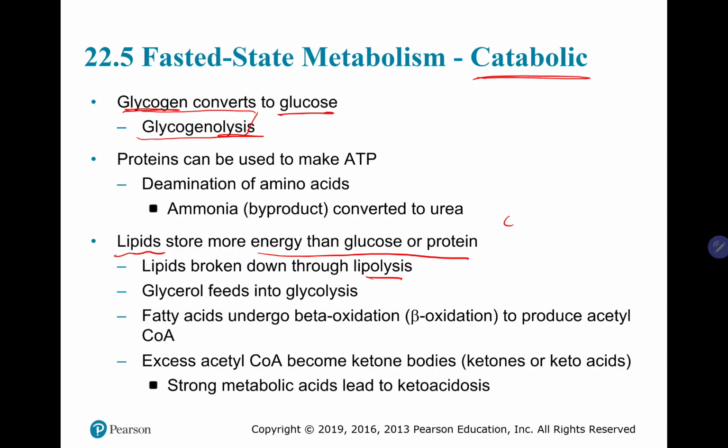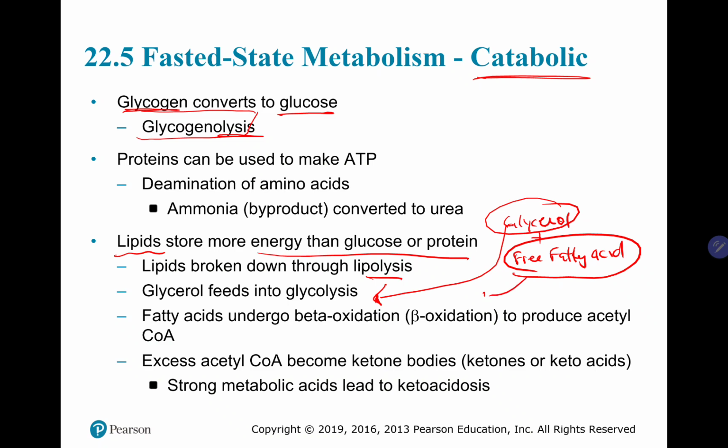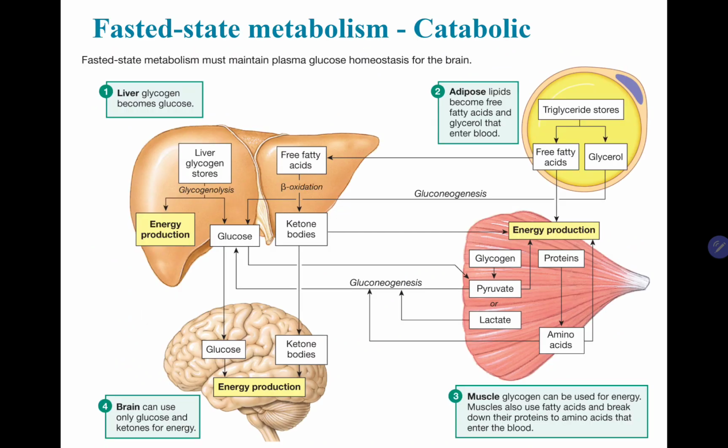You break that lipid down into that glycerol and that free fatty acid. That glycerol backbone can be siphoned into glycolysis. But that free fatty acid strand can undergo beta oxidation, and it can produce those acetyl-CoA groups that I was mentioning earlier. And so excess acetyl-CoA becomes ketone bodies, or ketones for short, or even keto acids. However, these are strong metabolic acids that could lead to ketoacidosis.